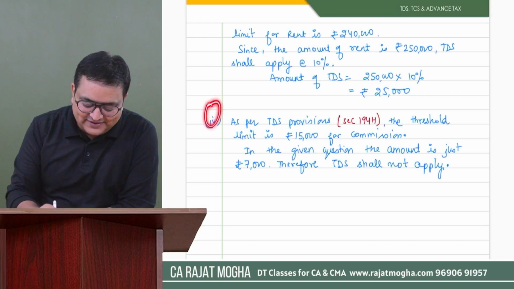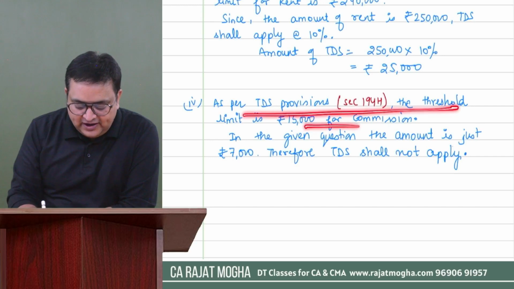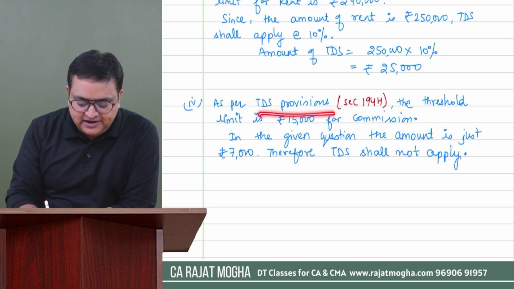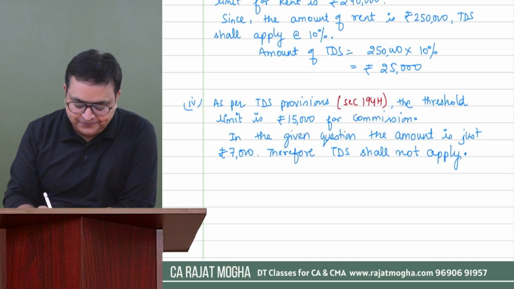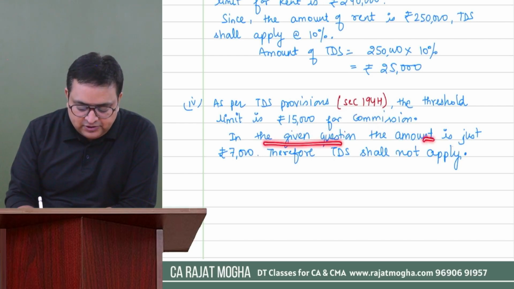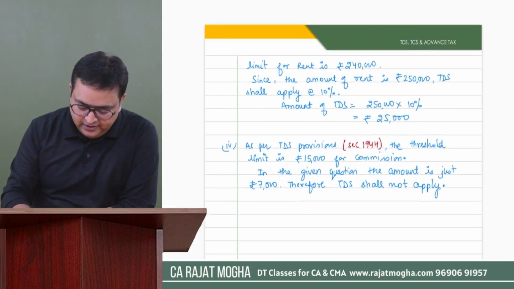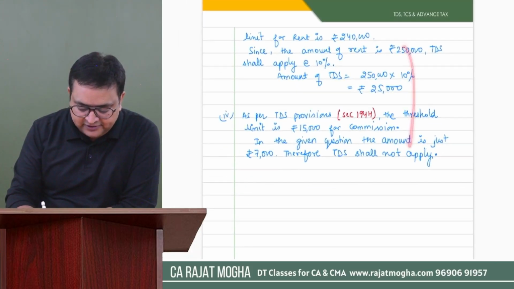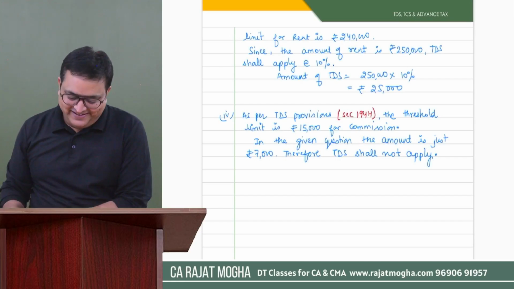Okay. Fourth, it is regarding the commission payment. So first, in these 2 lines I have mentioned the provision. As per the TDS provision, the threshold limit is 15,000 for commission. The section number is 194H. In the given question, the amount is just 7,000. Therefore, TDS shall not apply. Right? Please bear with my handwriting. It's not so good, but still, I think it is a bit readable.